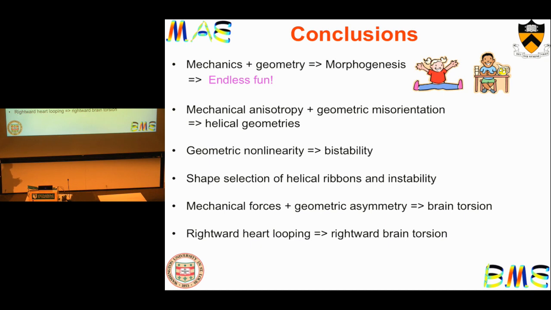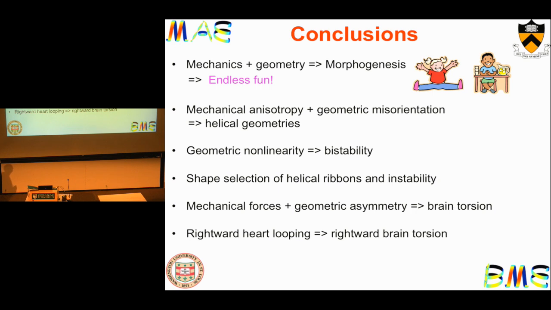So to conclude, I hope I've convinced you that by studying the relationship of mechanics and geometry, we're studying morphogenesis, which can bring us endless fun. And that's because there are endless problems we can solve. And in particular, I show you that the combination of mechanical anisotropy and geometric misorientation can give rise to helical geometries, and that geometric nonlinearity would induce bistability. And putting them together, we can come up with shape selection principles of helical structures and the associated instability.